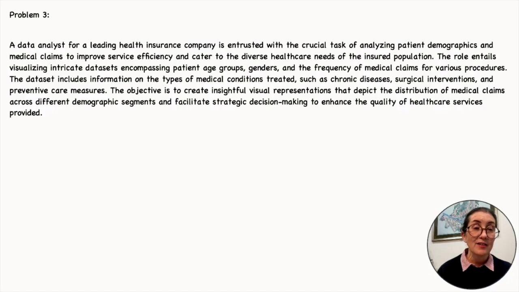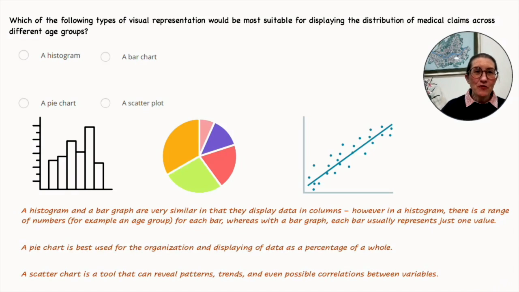preventative care measures. The objective is to create insightful visual representations that depict the distribution of medical claims across different demographic segments and facilitate strategic decision-making to enhance the quality of healthcare services provided. We're going to continue on the next slide. Which of the following types of visual representation would be most suitable for displaying the distribution of medical claims across different age groups? Histogram, bar chart, pie chart, or scatter plot.